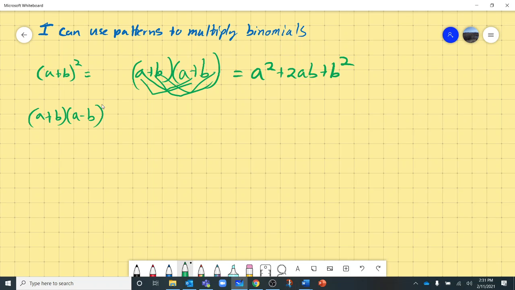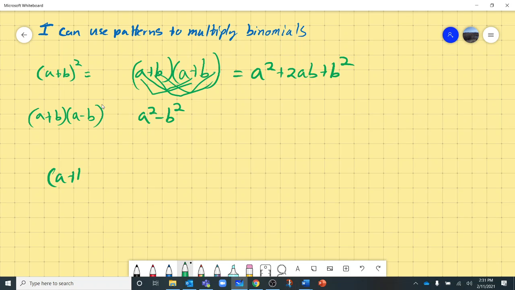If you have a plus b times a minus b, this is a little bit different. It actually works out very nicely. What you end up with is a squared minus b squared. Okay, and let's just break this down a little bit. I'm going to go through the full steps for both of these.